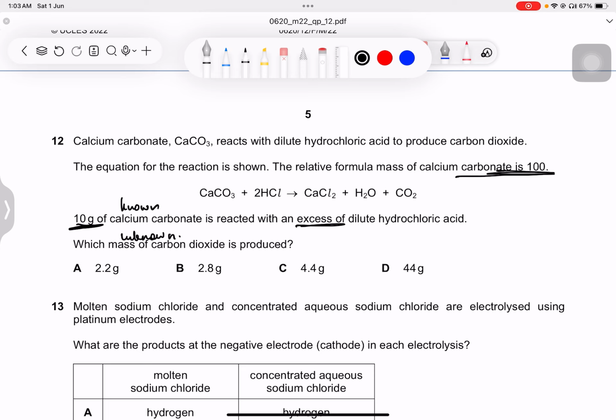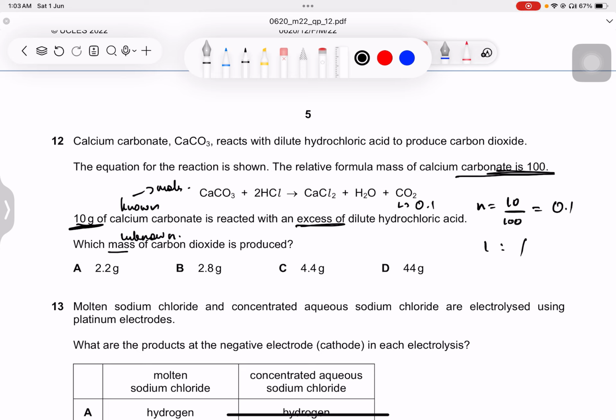So we first calculate the moles of the known quantity, which will be calculated 10 over 100. Moles is the mass in grams over Mr, so the answer will be 0.1. Next, we take the mole ratio. The ratio is 1 to 1, so the number of moles of carbon dioxide will also be 0.1.